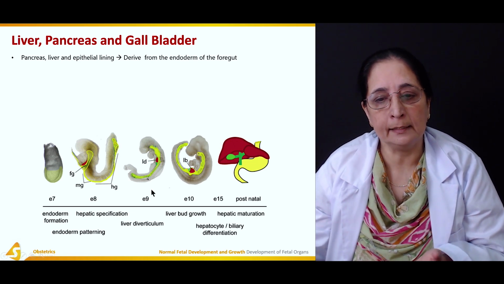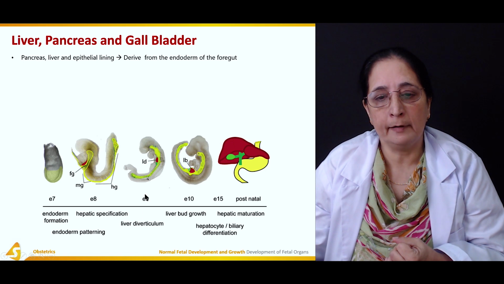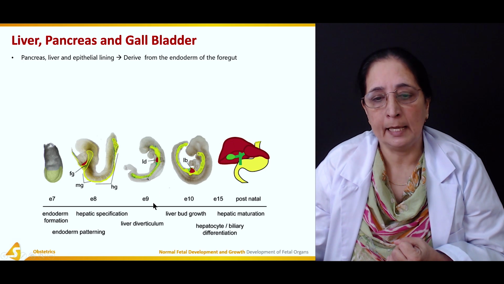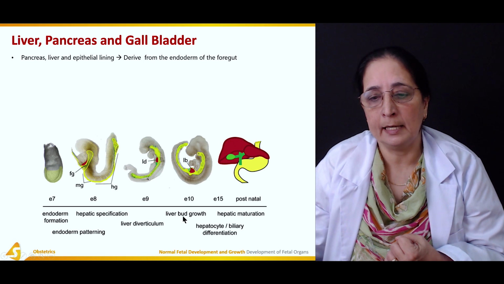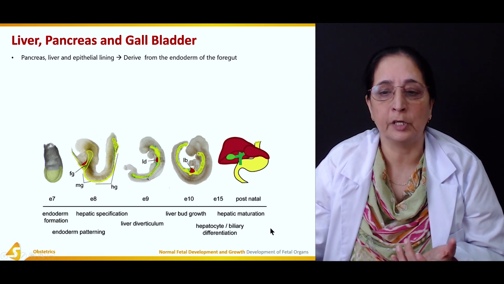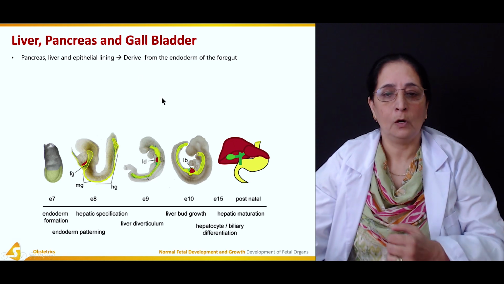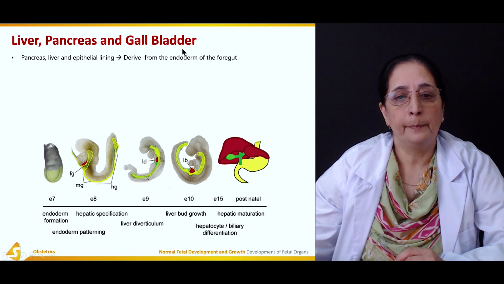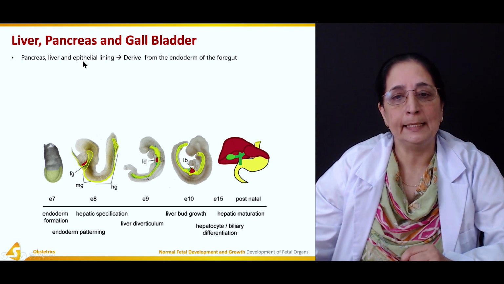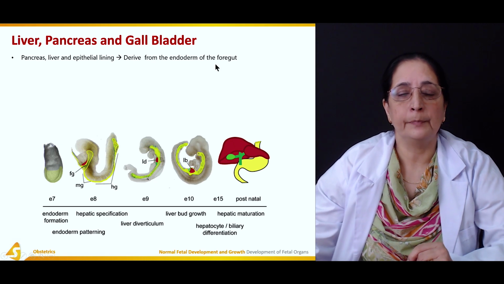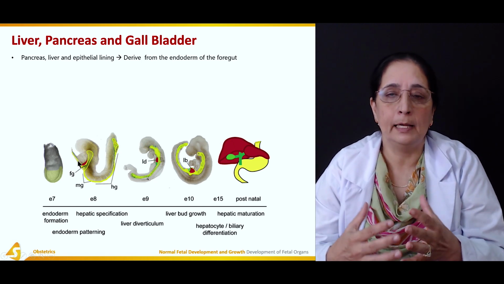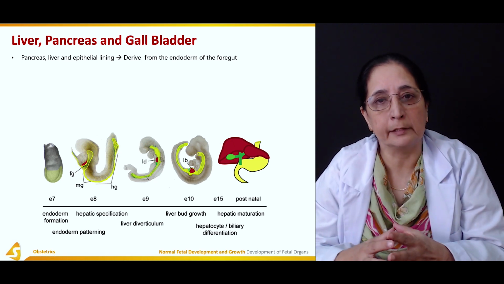Then in the 9th level, liver diverticulum is produced. Liver diverticulum, and then liver bud growth occurs. Liver bud is produced, and then hepatic maturation takes place. So all these structures, liver, pancreas, and gallbladder, and epithelial lining derive from the foregut. So this foregut gives rise to liver, gallbladder, and pancreas.